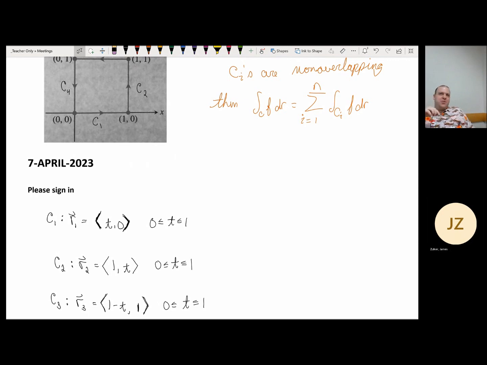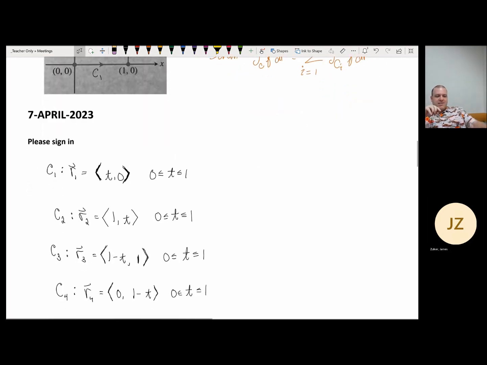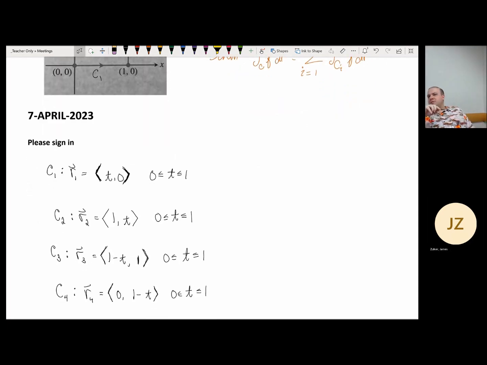Right, so you have a couple choices. You could do t, but then you'd have to remember that you're going to integrate from 1 to 0, not 0 to 1, because of the direction. Or if you want to stick with 0 to 1, write it as 1 minus t. And then t would go from 0 to 1. And then a similar argument for C4. Again, they're not the only parameterizations. They're just the ones that I used.